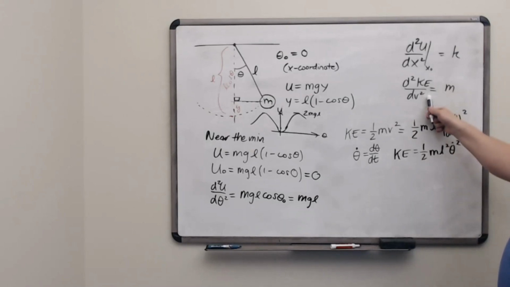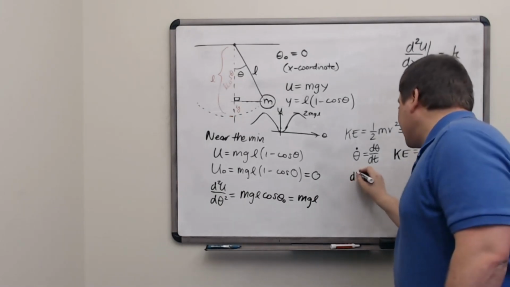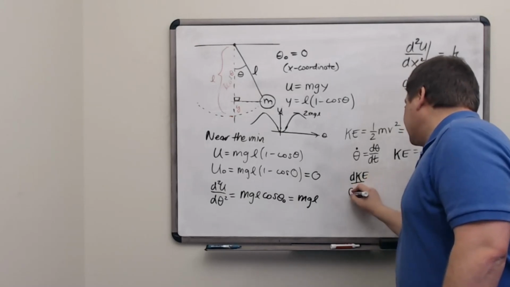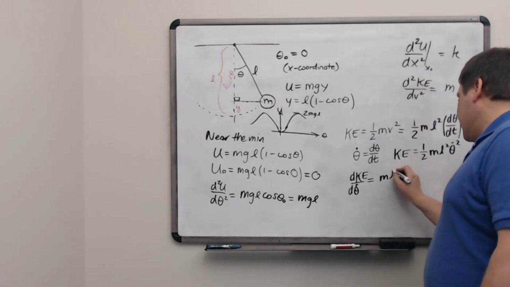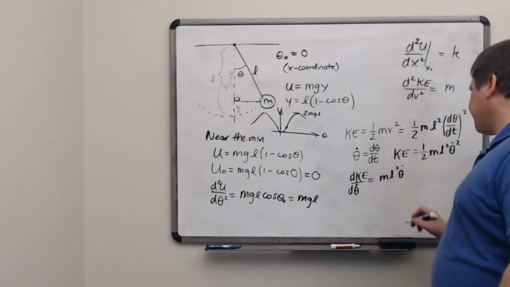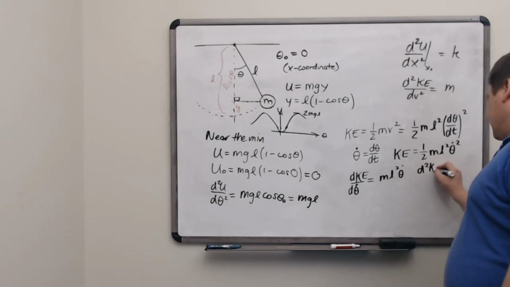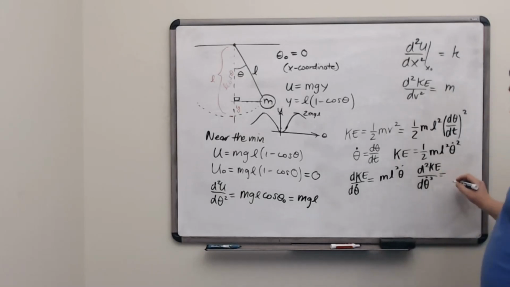So then our kinetic energy function is equal to 1/2 ml squared theta dot squared. And when I do this derivative to find out the effective mass, I'll be doing the derivative with respect to theta dot. So one derivative would give me ml squared theta dot, and the second derivative with respect to this velocity parameter would give me ml squared. So the effective mass of this system is equal to ml squared. It depends on the length, and it depends on the mass of the object.